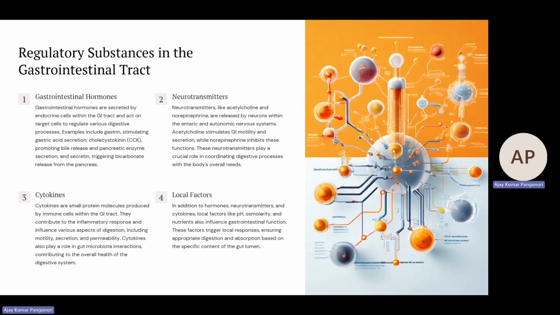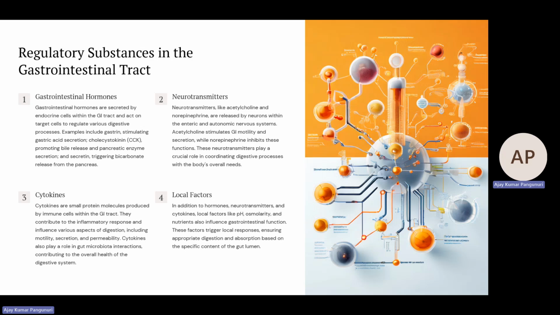Cytokines. Cytokines are small protein molecules produced by the immune cells within the GI tract. They contribute to the inflammatory response and influence various aspects of digestion, including motility, secretion, and permeability. Cytokines also play a major role in gut microbiota interactions, contributing to the overall health of the digestive system.